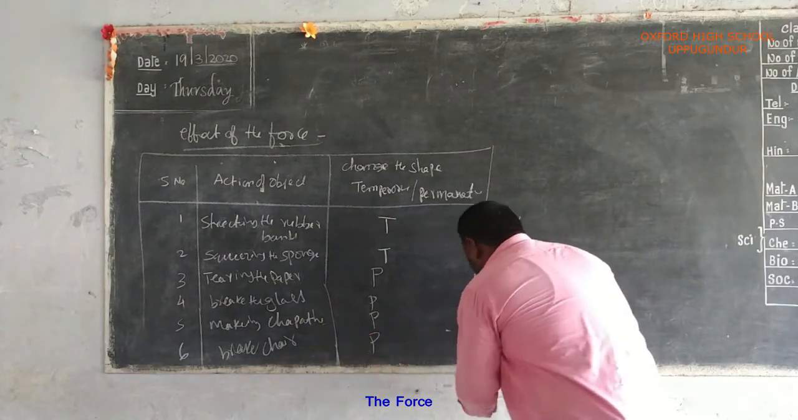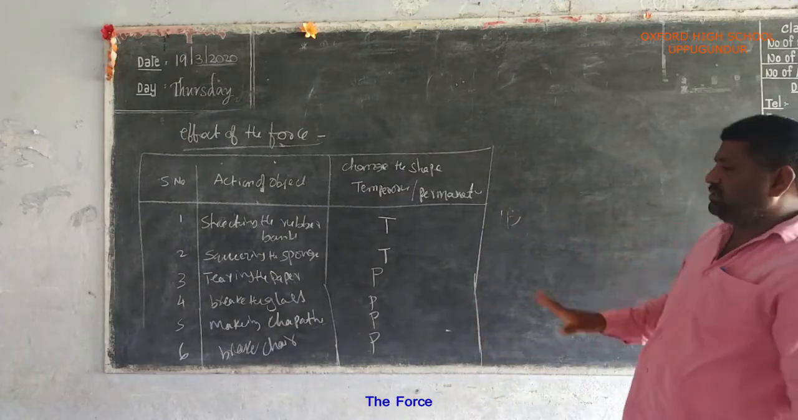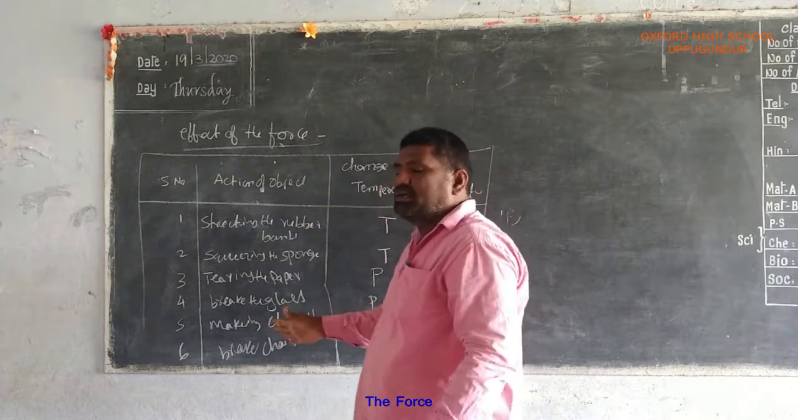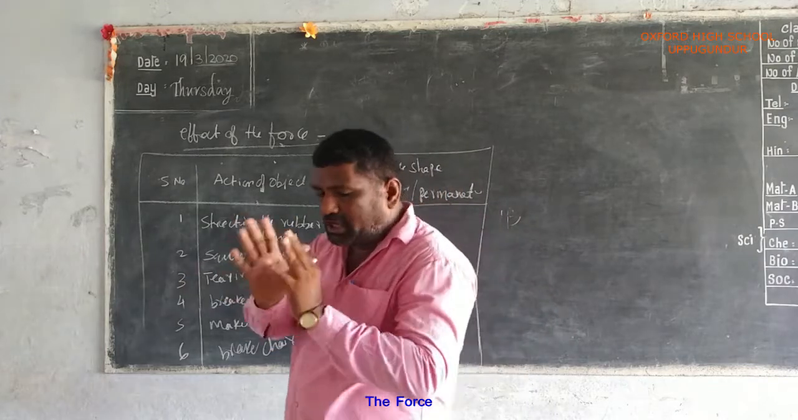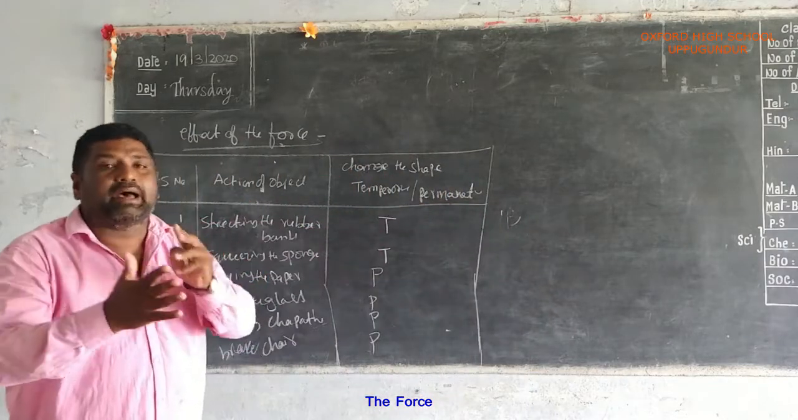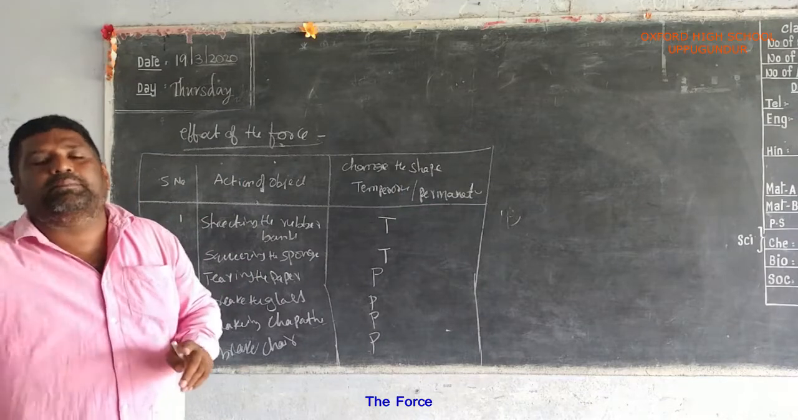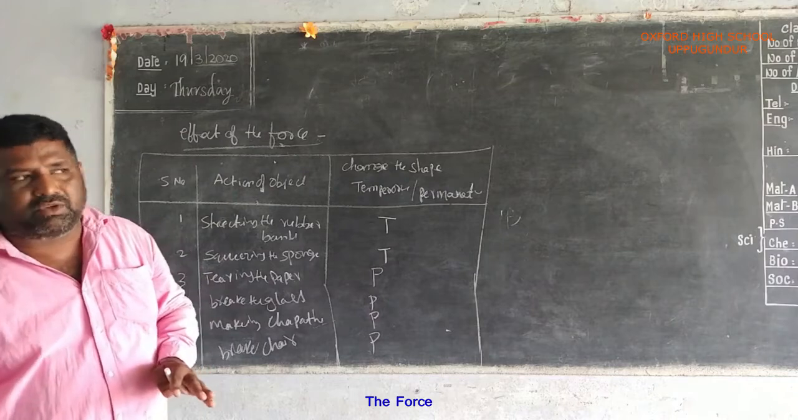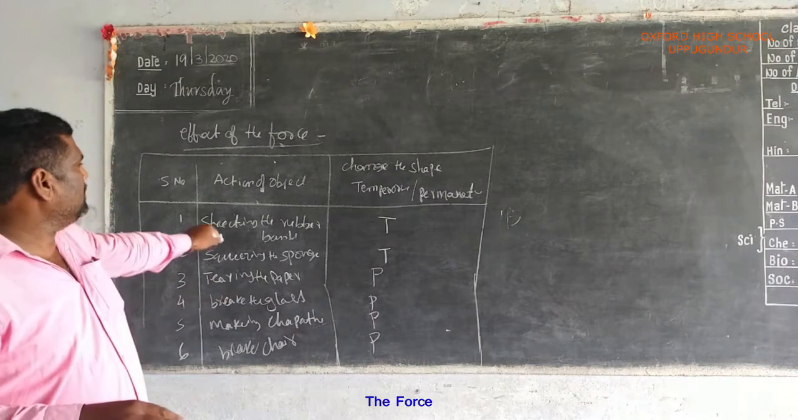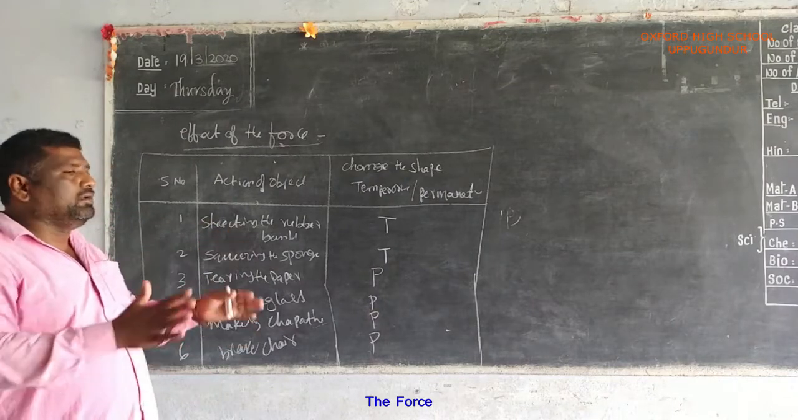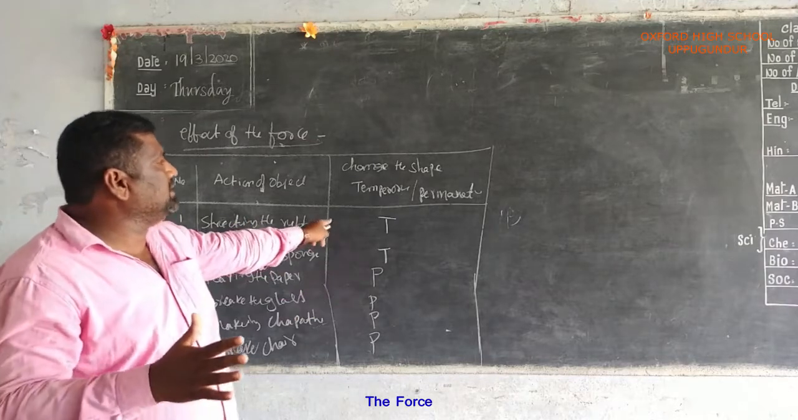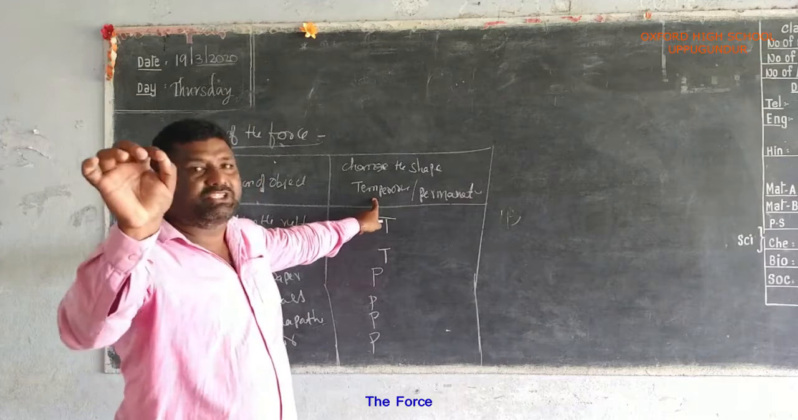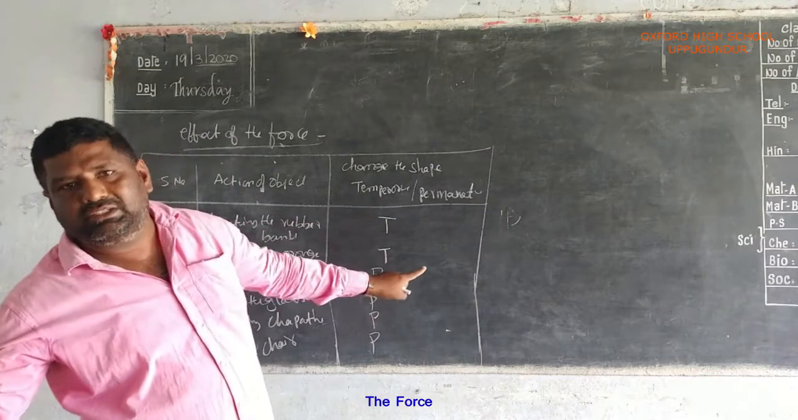So in this table we observed that when we apply force on different objects, they immediately change their shape. This shape change is permanent or temporary, depending on the type of the material. First of all, stretching the rubber band. When we apply force on the object, first of all the shape changes. This shape is temporarily changed and automatically returns to the same position.